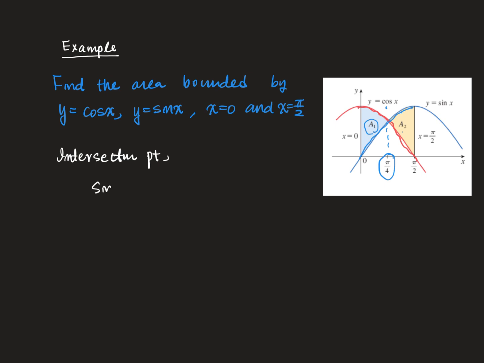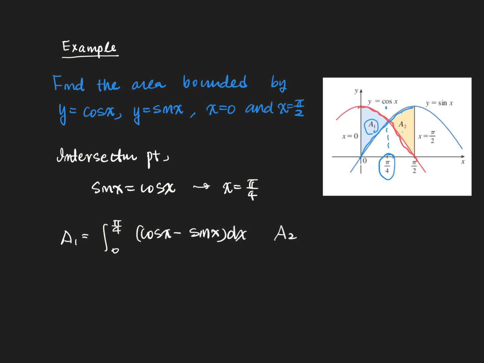So sine x equals cosine x. When sine x and cosine x are the same, that's x equals pi over 4. Right? So between 0 and pi over 4, which one is up? Cosine, right? So that's A1: the integral from 0 to pi over 4 of cosine x minus sine x dx.